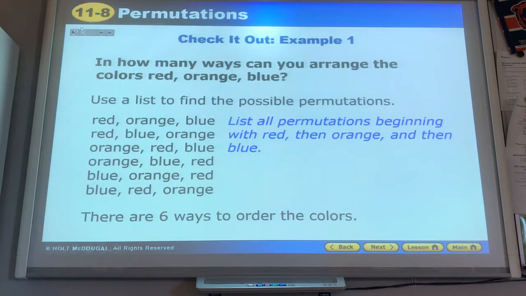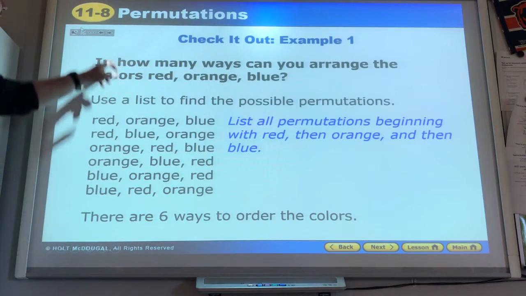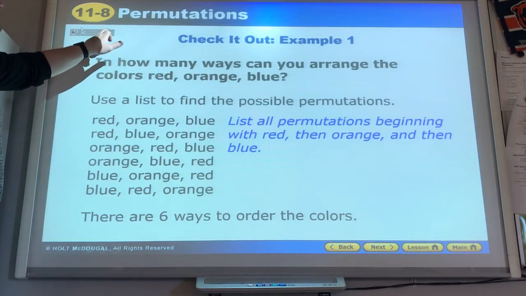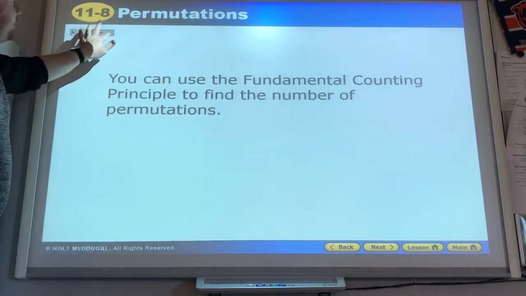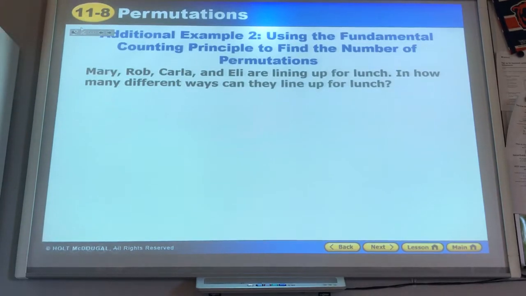The order is important, so we do not have to cross out duplicates in this lesson. With combinations, the order is unimportant, so you do have to cross out duplicates. With permutations, the order is important, so you do not have to worry about crossing out duplicates. You can use the fundamental counting principle to find the number of permutations. Here's what that means.